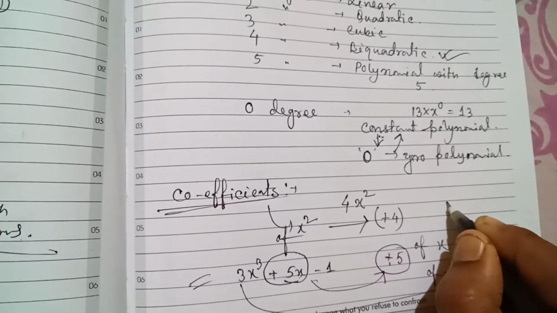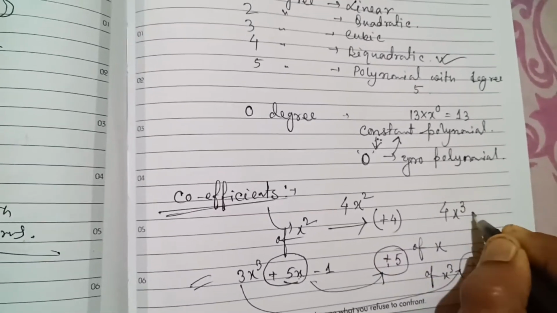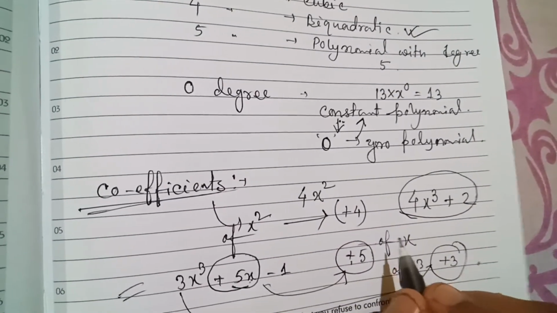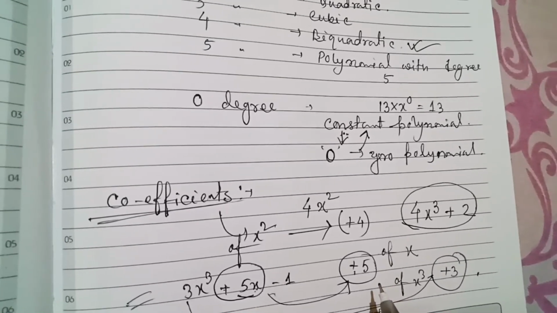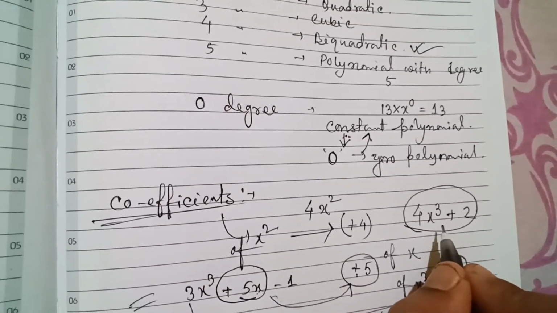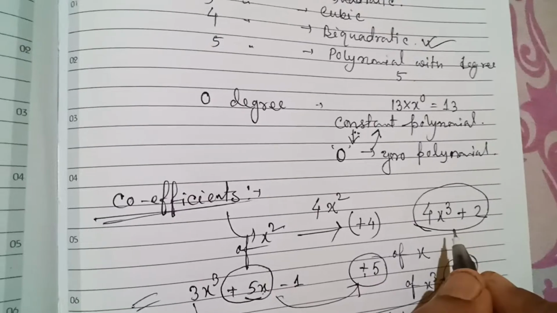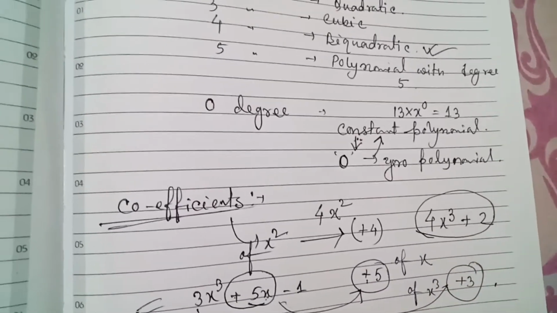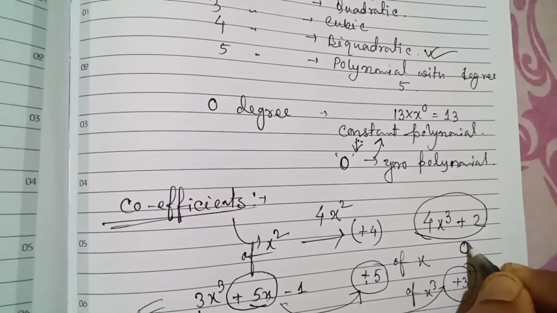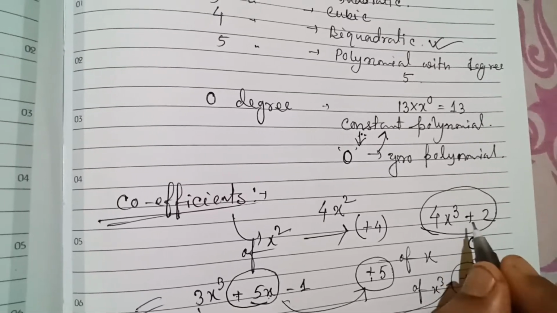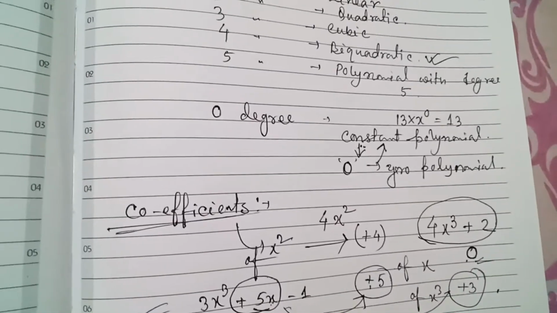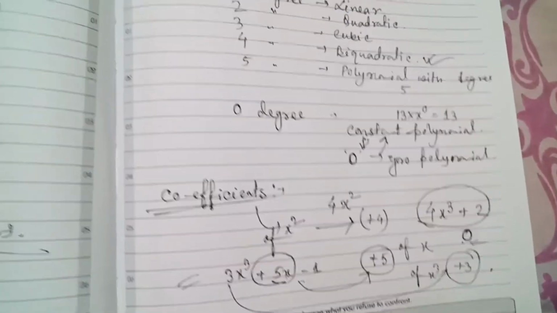Suppose now I am giving you an expression 4x cube plus 2. And I am telling you in this expression to find out the coefficient of x square. You think that x square actually is not there in this expression. So if the term is not there, that means the coefficient is obviously not there. Coefficient is not there means coefficient is 0. If the term is missing in the expression, that means the coefficient will be 0. Okay.